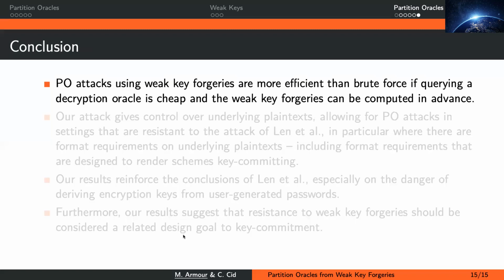Okay, so in conclusion, partition oracle attacks using weak key forgeries are more efficient than brute force if querying a decryption oracle is cheap and the weak key forgeries can be computed in advance.